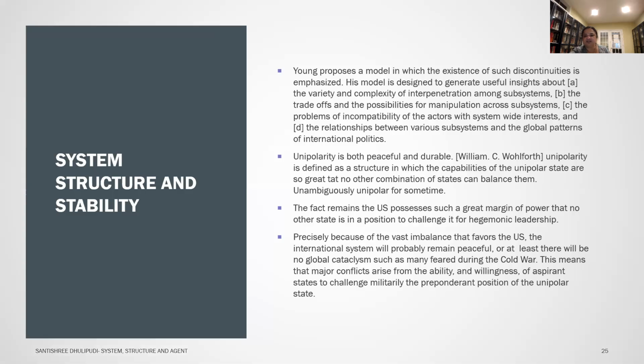System structure and stability. Young proposes a model in which the existence of such disconnections is emphasized. His model is designed to generate useful insights into the variety, complexity and interpenetration of the subsystems, and the trade-offs and possibilities of manipulation across subsystems, and the relationships between various subsystems and global patterns of international politics.